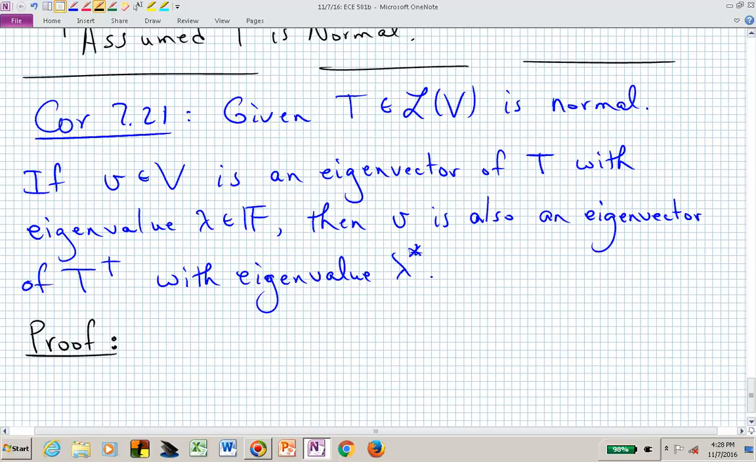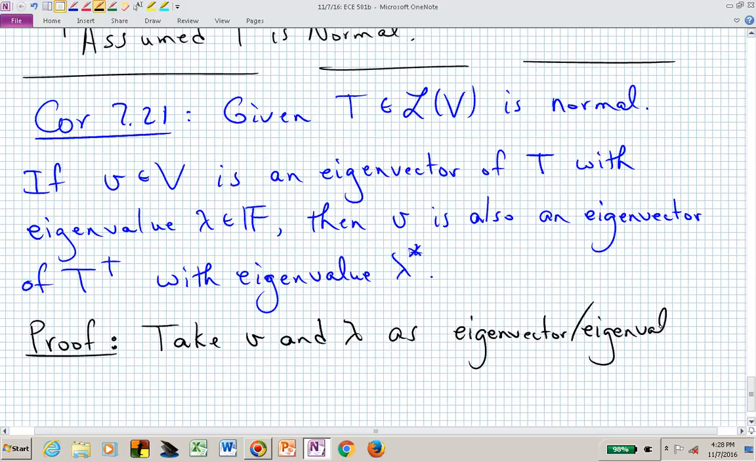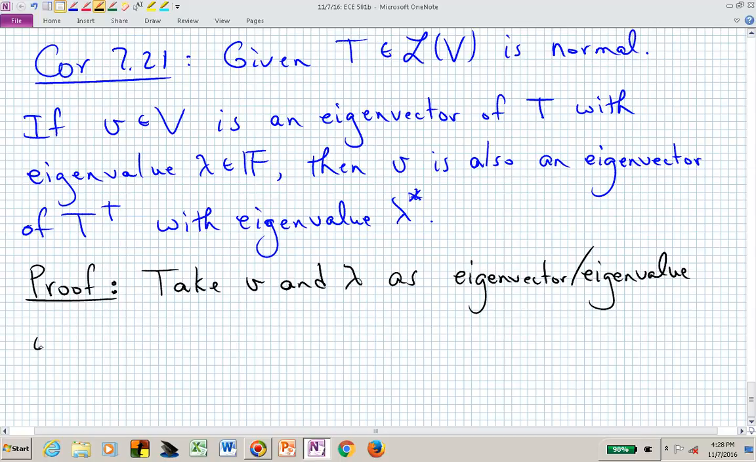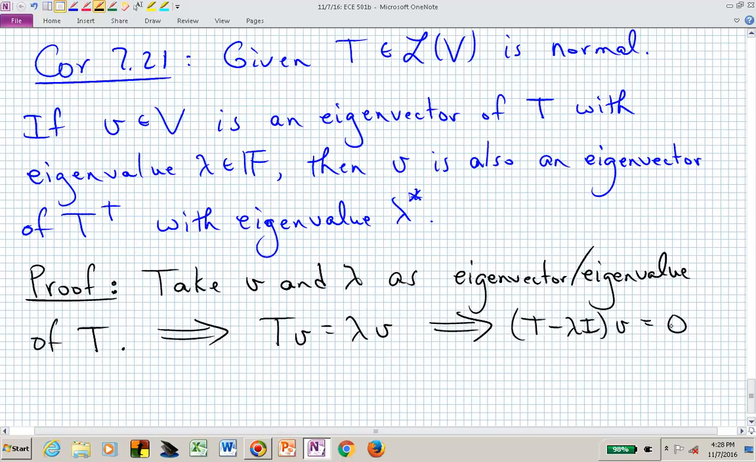Let's see if we can demonstrate that. Let's take V and lambda as the eigenvector and eigenvalue of T, which really means that lambda and V satisfy the eigenvalue-eigenvector relationship, which is TV is equal to lambda V. If TV is equal to lambda V, we can rewrite that as T minus lambda I applied to V is the zero vector.